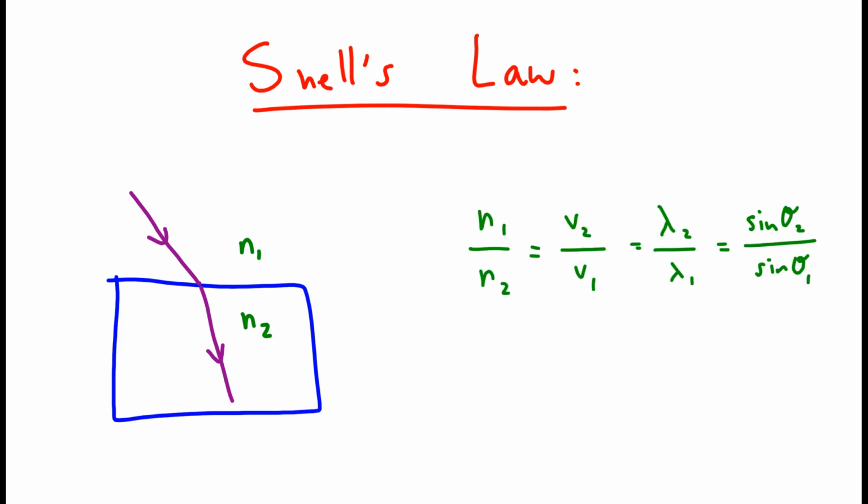Do you see that? n1 and its speed are on opposite sides of the fraction. Refractive index is, again, opposite the fraction bar from its wavelength and sine of theta. In other words, if you have a higher speed in medium 1, that would correspond to a lower value of n for medium 1. A higher lambda, again, lower n. A higher theta, lower n.